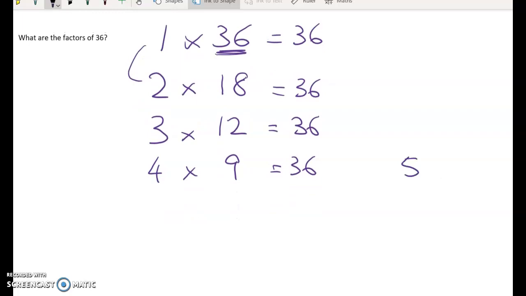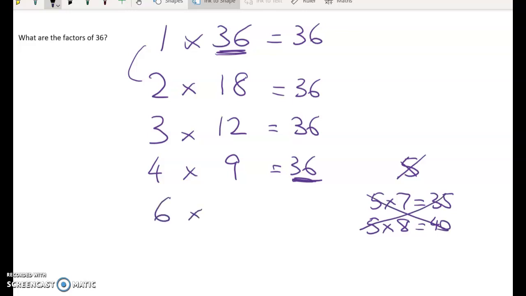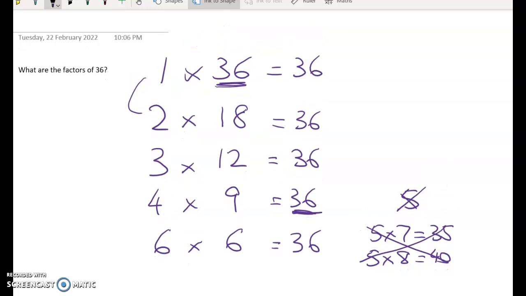Now, 5 is not a factor, right? Because if I think about it, 5 sevens get me to 35. So 36 is too close, right? So 5 eighths are 40. So 5 is not a factor. What about 6? Well, 6 is a factor because 6 sixes give me 36. Now, I don't have to keep on going up because I'm going to start to hit the turnaround.